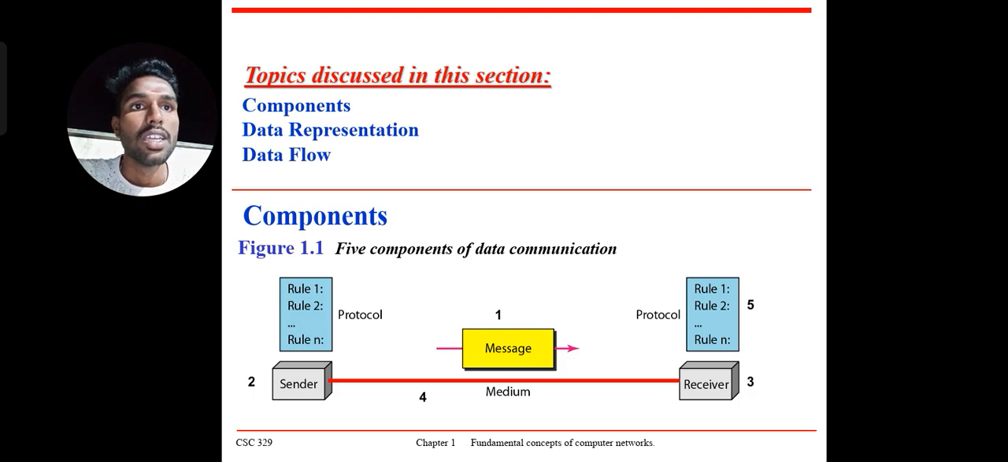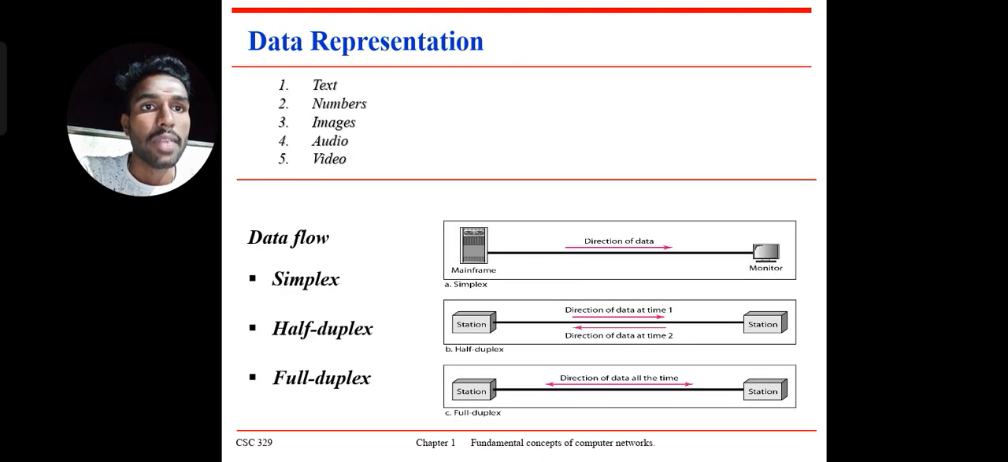Next topic is discussed in these sections: components, data representation, data flow. Components: in the figure, five components of data communication. One is message, second is sender, third is receiver, fourth is medium, fifth is rules or protocols. See the diagram. Next is data representation. It has five types: text, number, image, audio, video. See the diagram. Data flow: simplex, half duplex, full duplex.